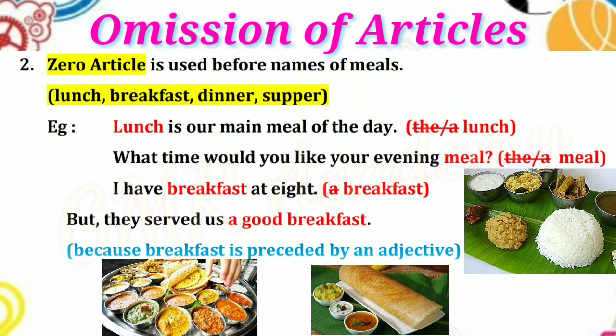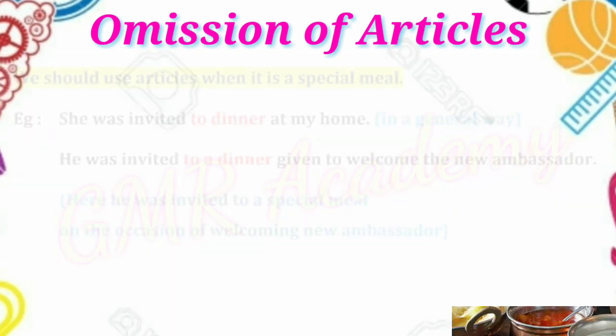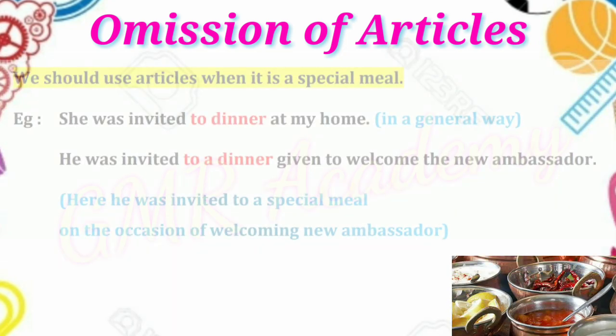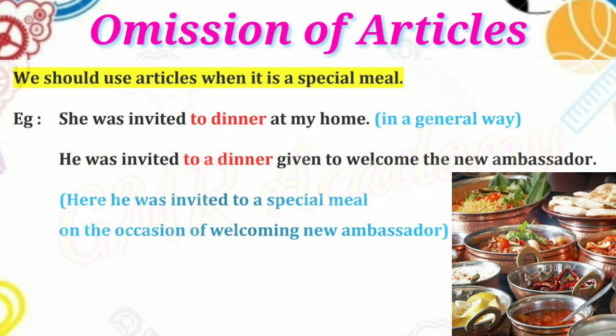Before adjectives, we use articles. We should use articles when it is a special meal. Example: she was invited to dinner at my home, in a general way. He was invited to a dinner given to welcome the new ambassador. Here, he was invited to a special meal on the occasion of welcoming the new ambassador. So, an article is used before dinner.